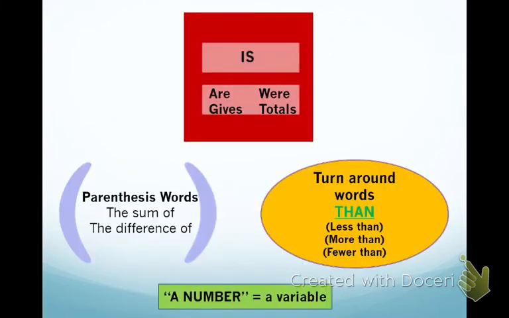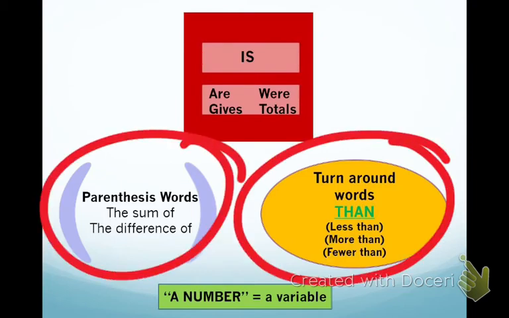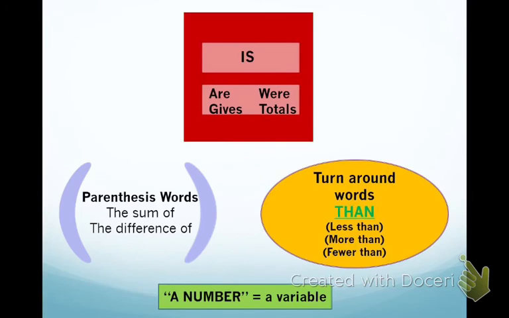Let's look at this next one. This is a big old equal sign. The biggest one that I want you to know that you will see is the word is, okay? Then we have are, gives, were, and totals. Next up, you'll see some parenthesis words and some turnaround words. We are going to focus on those another day, but we will need to know those soon. And finally, I'd like you to take out your red pen, and I want you to put a little fluffy cloud. Anytime you see the words a number, you will write in a variable. Remember, a variable is any kind of a letter.